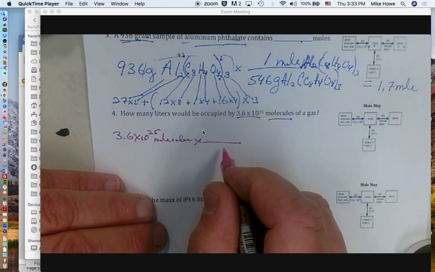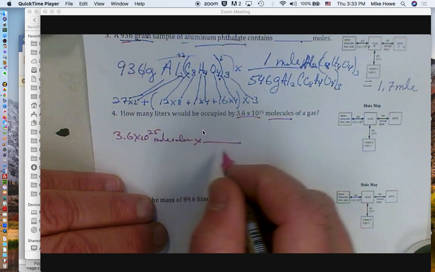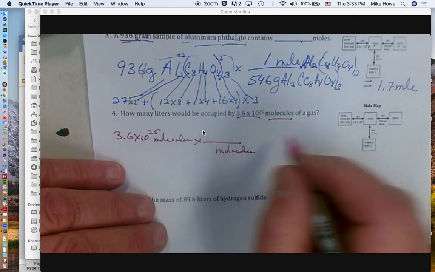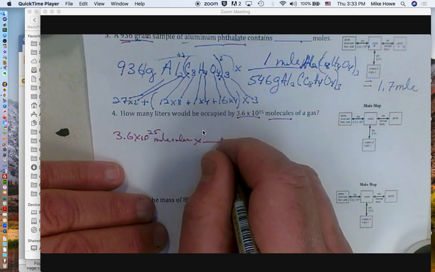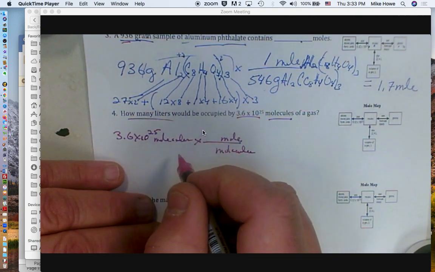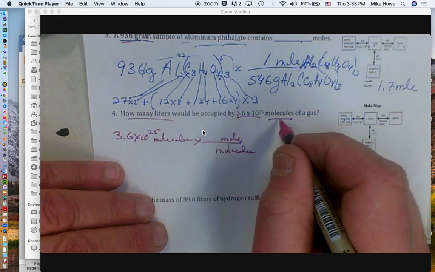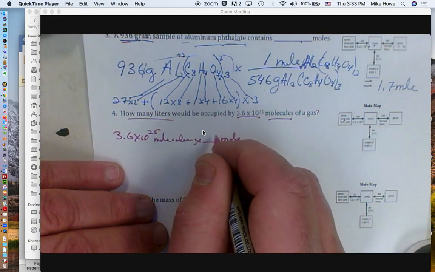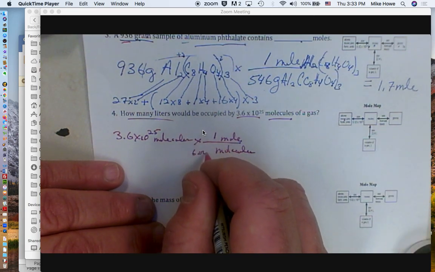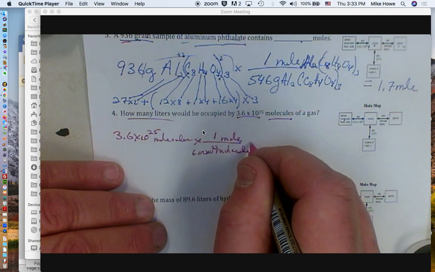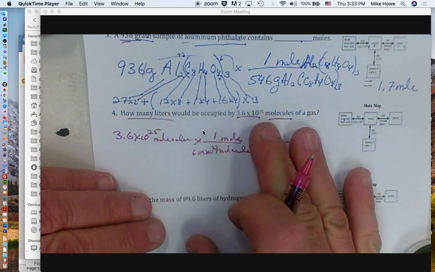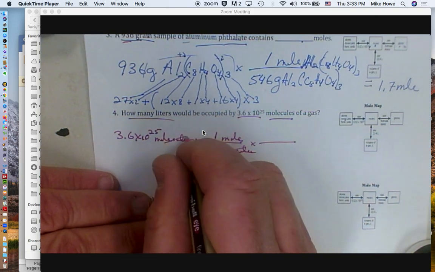What is going to go on the bottom? Well, whatever's here, except for the number, goes on the bottom. And on the top, you're trying to go from molecules to moles, so you're going to write moles. What you're looking for goes on the top. Now again, the question says how many liters. Molecules are here, so to get to liters, we have to go to moles first. So we're going to put 1 with moles, and the number of molecules in the mole is 6.02 times 10 to the 23rd. So if we solve the problem right there, our answer would be in moles because molecules would cancel.